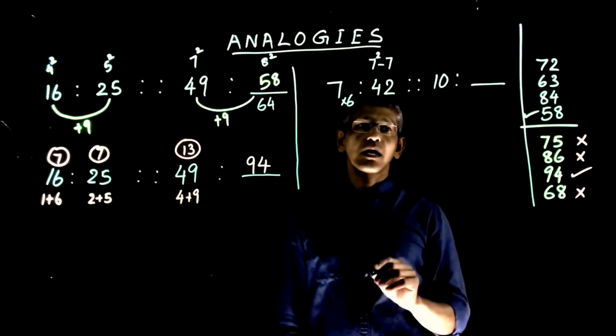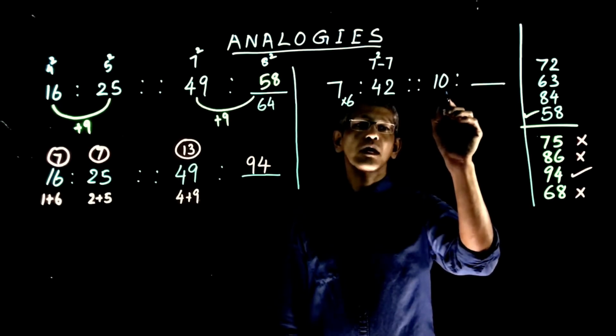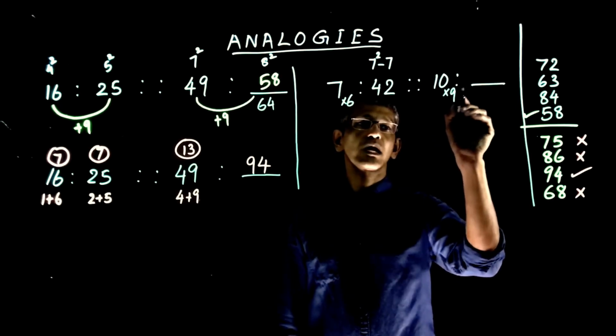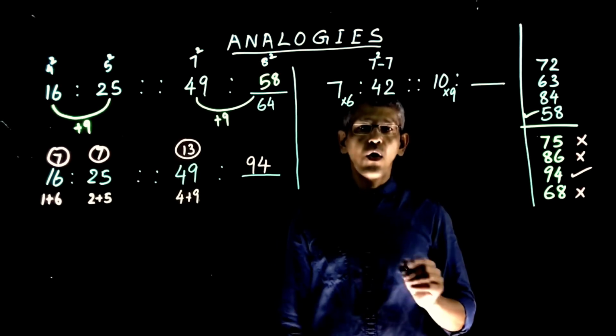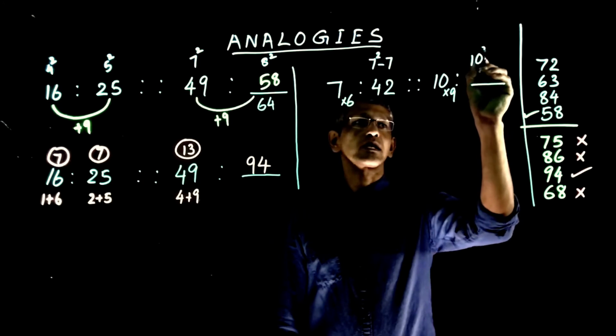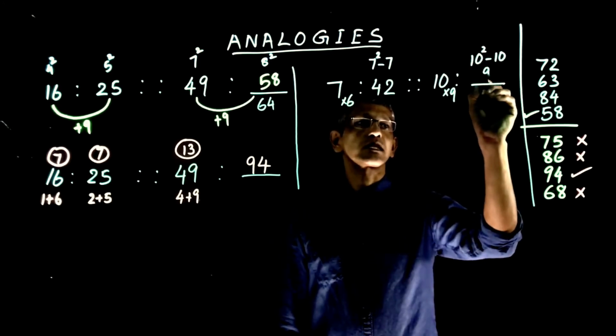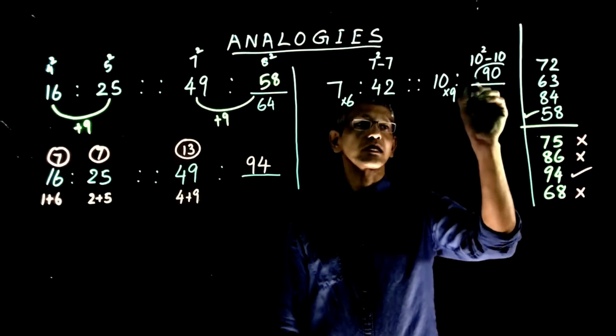So look at the right-hand side. Right-hand side, 10. The number before 10, one number less than that, it is 9. 10 into 9 is 90. Or, you may take it as what? 10 square minus 10. 10 square minus 10, it is 90. So ultimately, we have the answer 90.